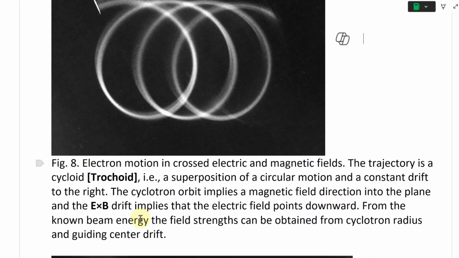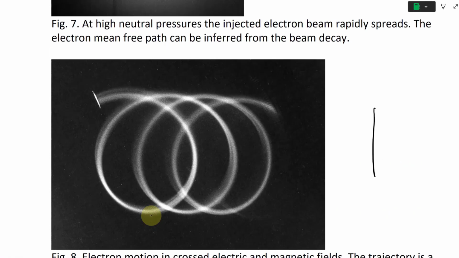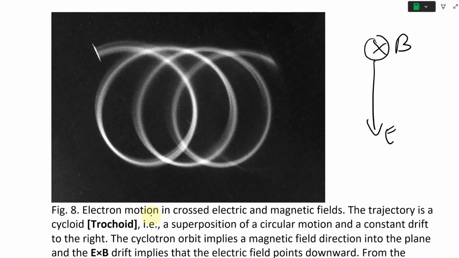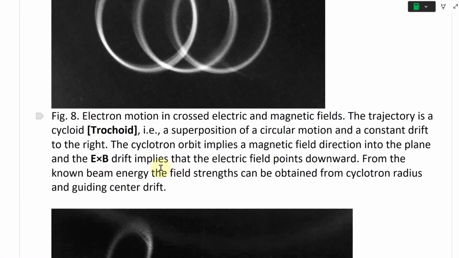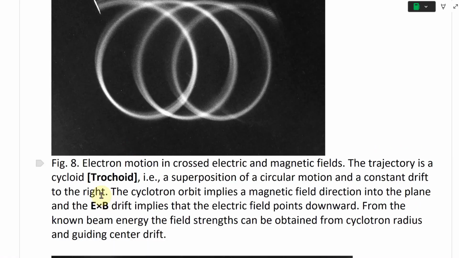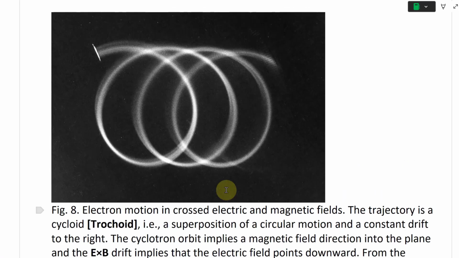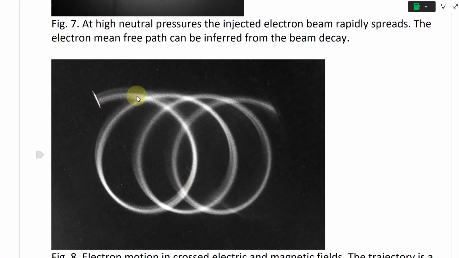It implies a magnetic field direction into the plane, and E cross B drift implies the electric field points downwards. So this electric field is going down, E is down, and then into the page is the B field, the magnetic field. Typically they call it B. Interesting. So it's saying that the E going down implies the drift. From the known beam energy, the field strengths can be obtained from cyclotron radius and guiding center drift. So you can calculate the beam energy and so on. And there's a drift. That's pretty fascinating stuff.